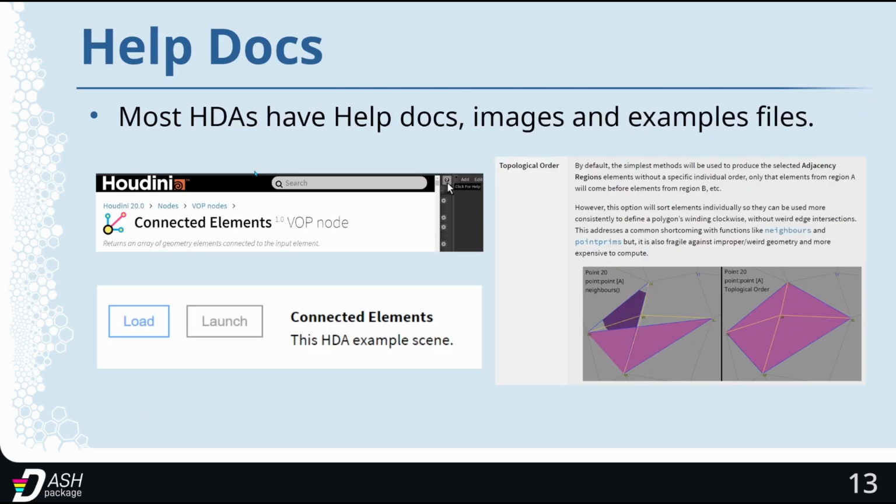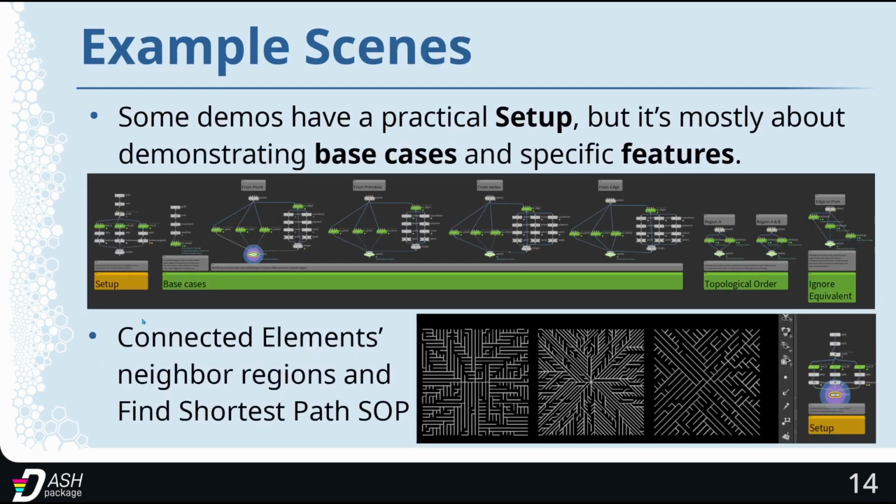Most assets will have fairly well-documented wiki-style docs. There will be some images whenever there's a concept that is faster or easier to get across by just showing an image instead of a long-winded description. And at the bottom, they will have an example HDA that can be accessed by just clicking on the load button. Whenever you click on that, for example for the connected elements, you'll see this network. And usually I'll try, whenever it makes sense, to have a practical setup.